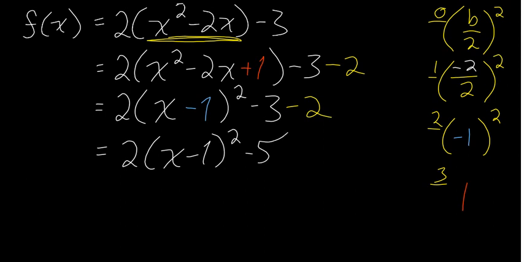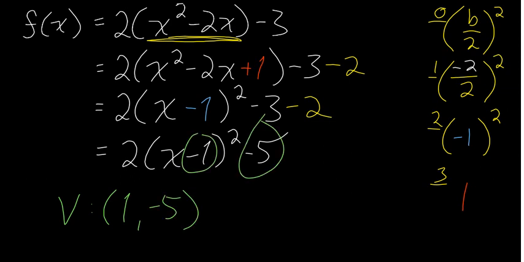Like this. Now we can officially say that the vertex is located at +1 and -5. Again, the opposite of those signs. So we officially figured out the vertex. And now let's go to the other parts of the problem.